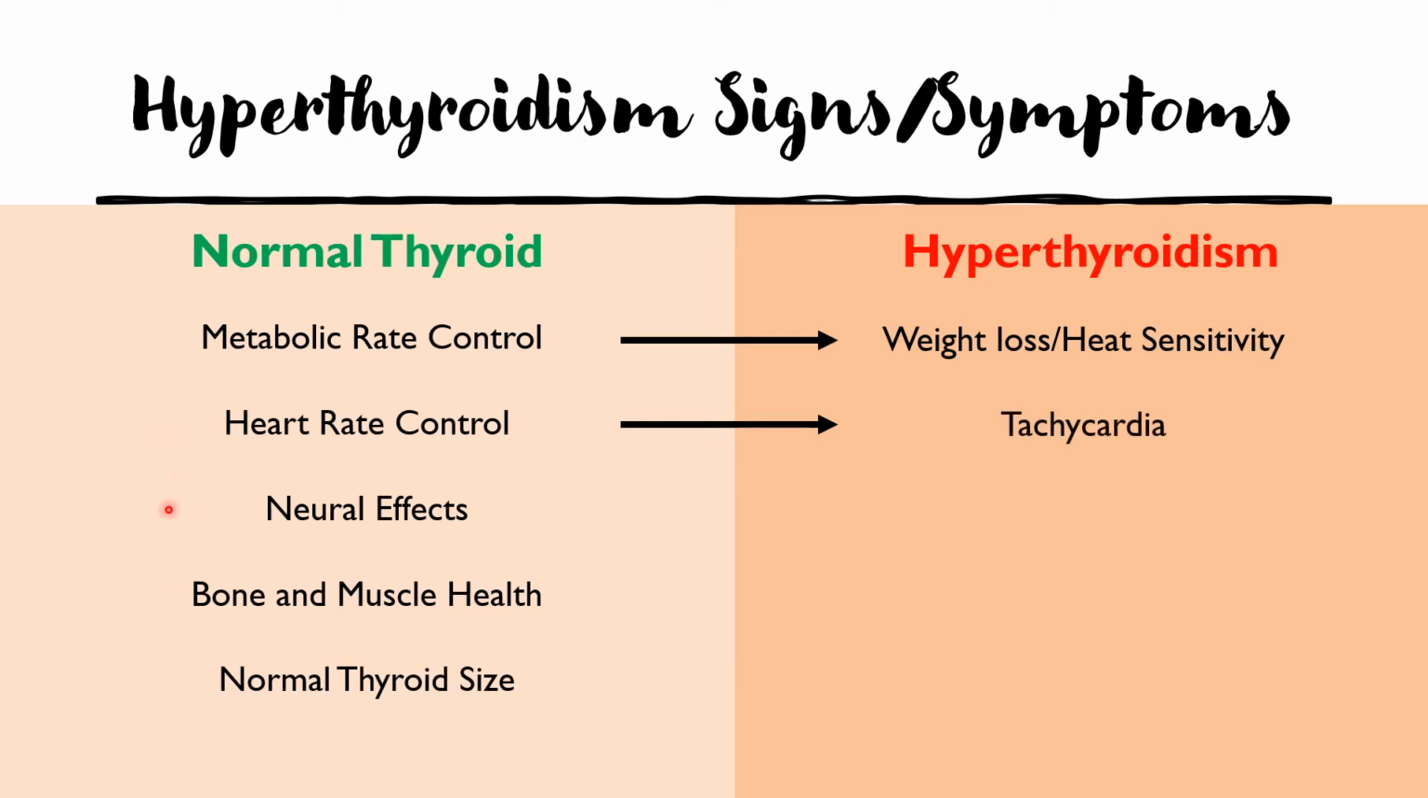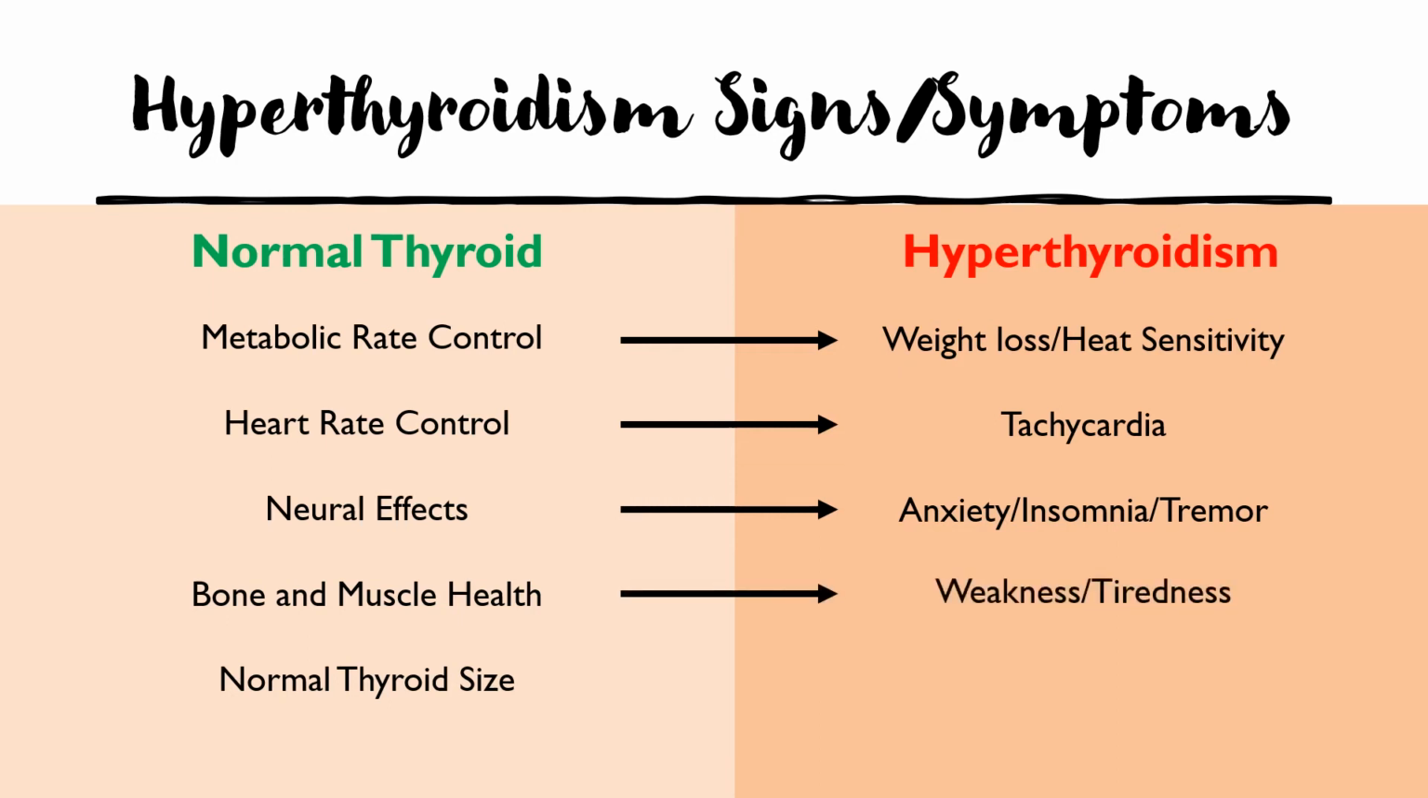The thyroid also has multiple neural effects, so in hyperthyroidism there may be increased anxiety, insomnia, or tremors. The thyroid also controls bone and muscle health, so if this is dysregulated in hyperthyroidism, it can lead to weakness and tiredness as well. And finally, in hyperthyroidism, there may be a swollen thyroid, and this is known as goiter.